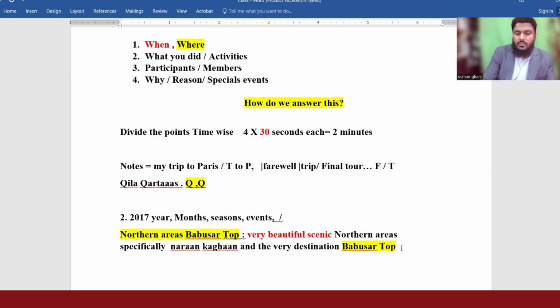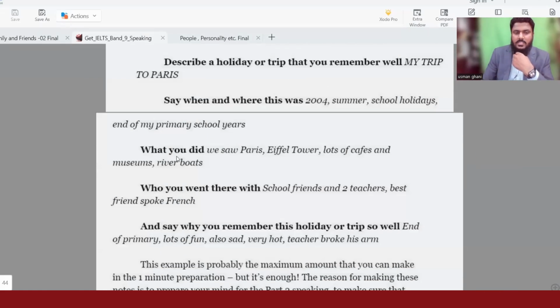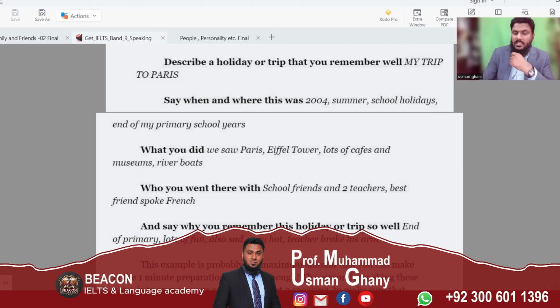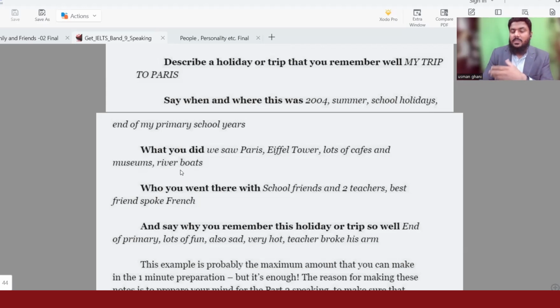शाबाश. अच्छा, अब जो दूसरा पॉइंट है, लेट्स सपोज द पॉइंट इज व्हाट यू डिड. अब आपने जो एक्टिविटीज हैं वो बतानी है. सो लेट अस नाउ गो बैक टू द वेरी एक्टिविटीज. कैन यू रीड दिस फॉर मी रईस? What you did? What we saw Paris Eiffel Tower, lots of cafes and museum, river boats. Very well done. Lots of cafes. Now he is telling actually कि हमने पेरिस में आईफल टावर देखा, हमने बहुत सारे कैफेज विजिट किए, म्यूजियम भी गए, और फिर रिवर बोट्स थी, वहाँ पर हमने एंजॉय भी किया था.